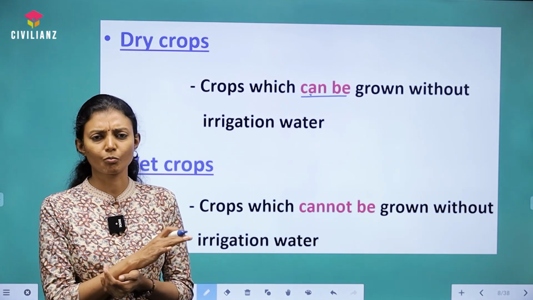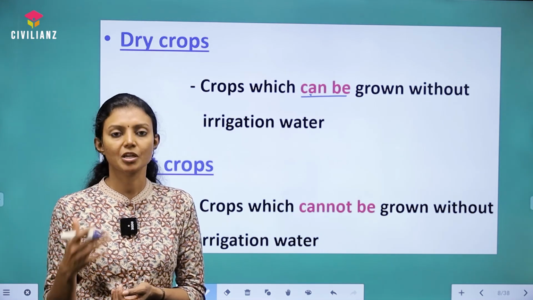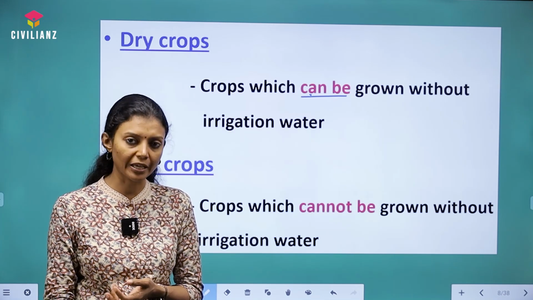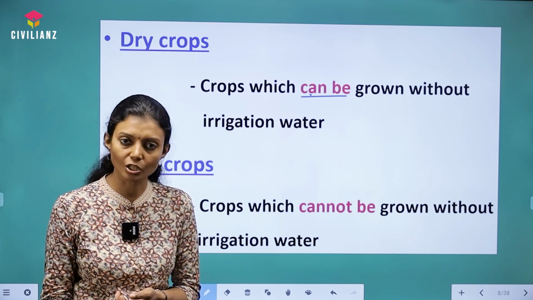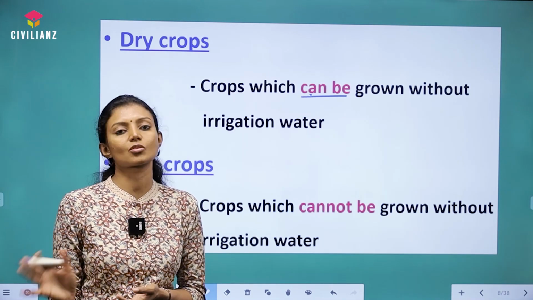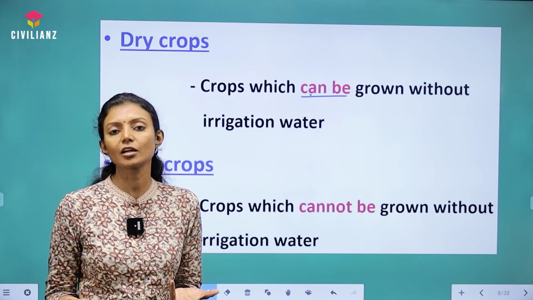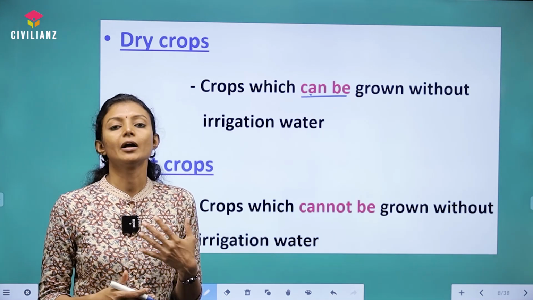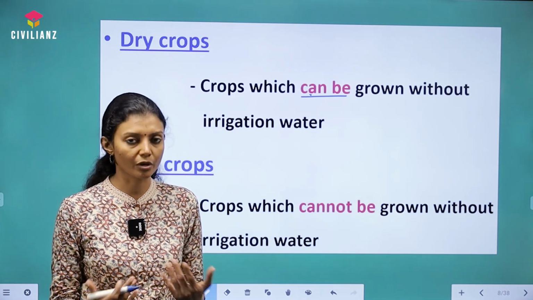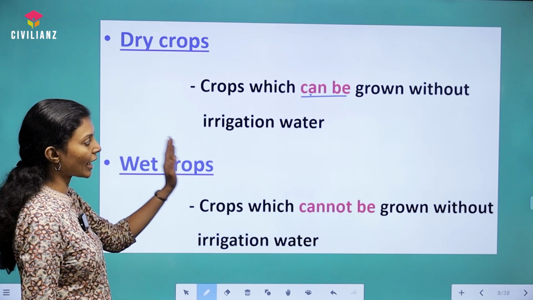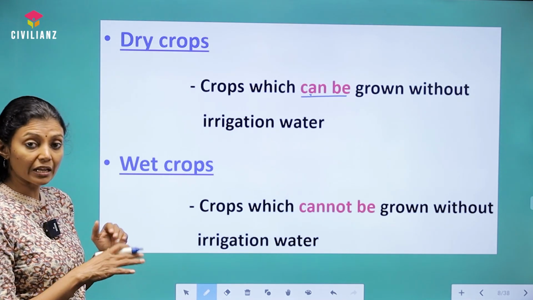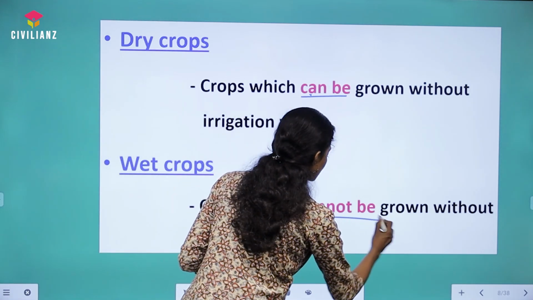Obviously, most of the Rabi crops are dry crops. Wheat, barley, sunflower, they are all dry crops. You can grow them without supplying additional water. It can basically grow up to a few centimeters with the soil moisture itself. But if you are commercially growing a crop, then definitely you will be applying fertilizers and a lot of other things, and it requires a larger amount of water. Crops which can be grown without irrigation water are known as dry crops, and crops which cannot be grown without irrigation water are known as wet crops.